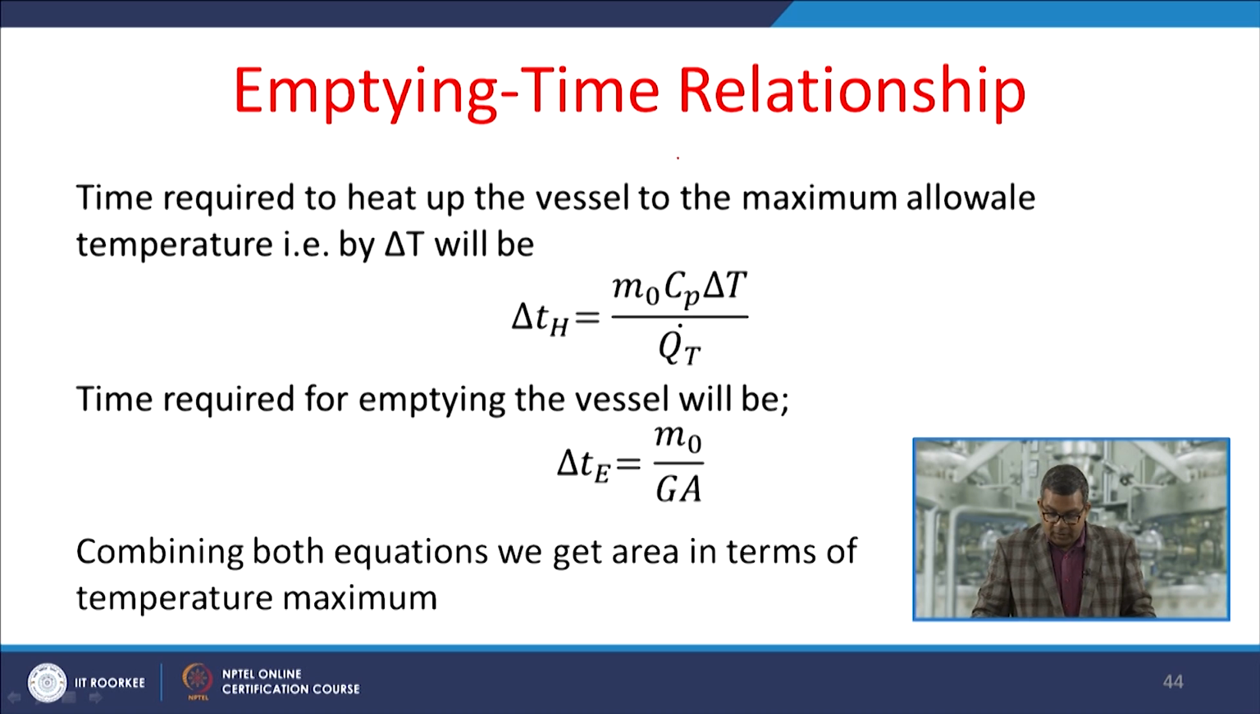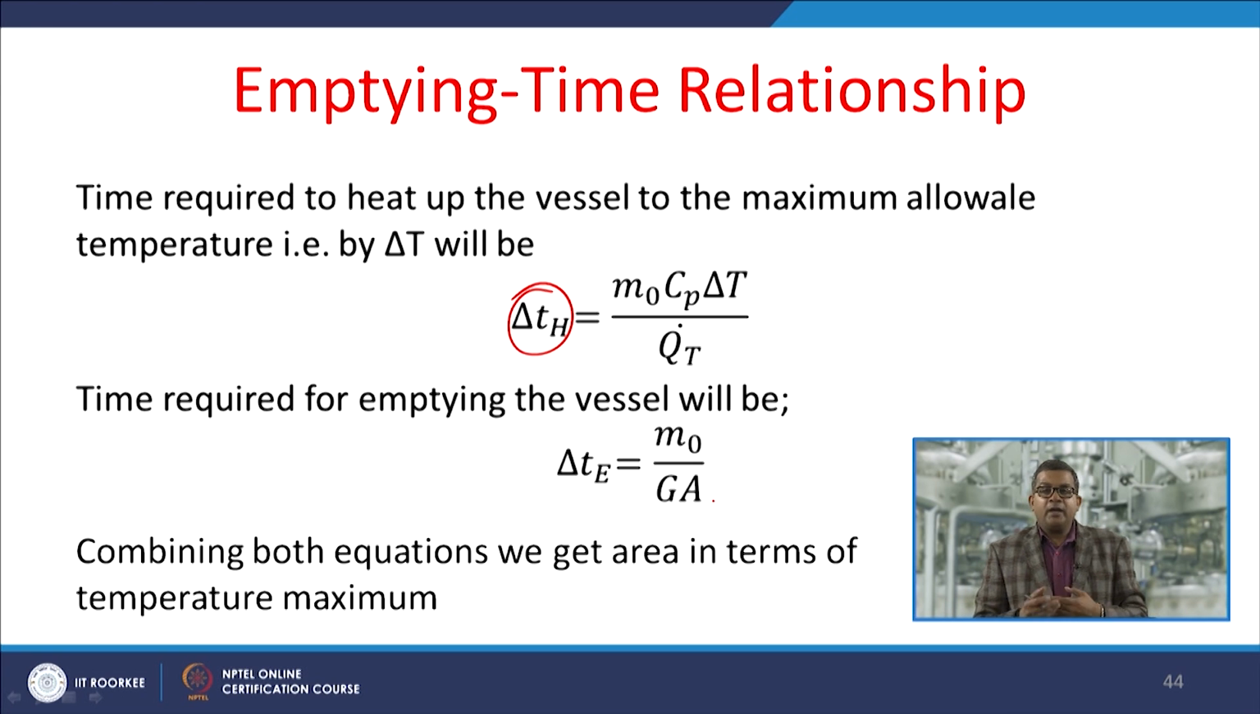Now, let us have a look about the emptying time. Now, the time required to heat up the vessel to the maximum allowable temperature, that is by delta T, will be delta T H is equal to m naught Cp delta T upon Qt. The time required for emptying the vessel would be delta TE is equal to m naught upon GA.